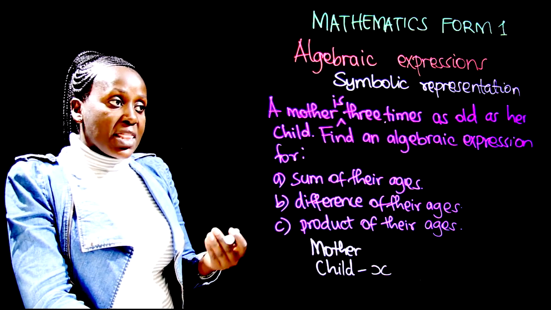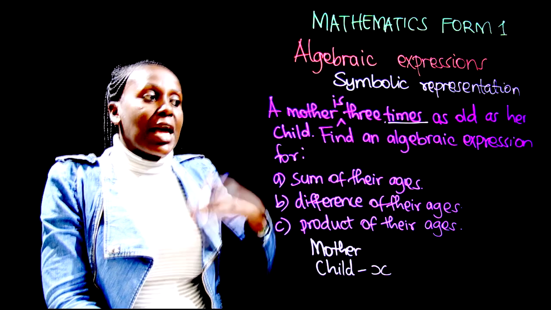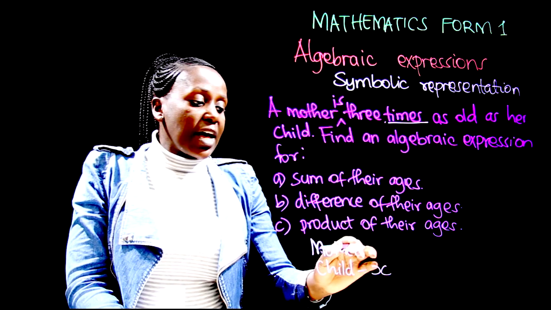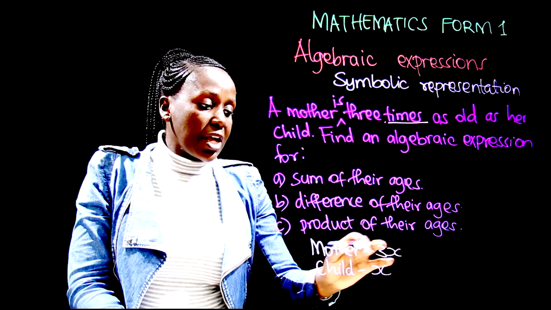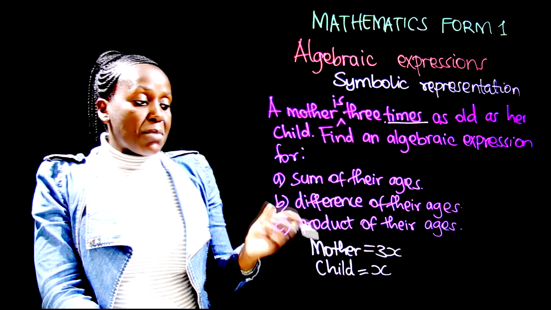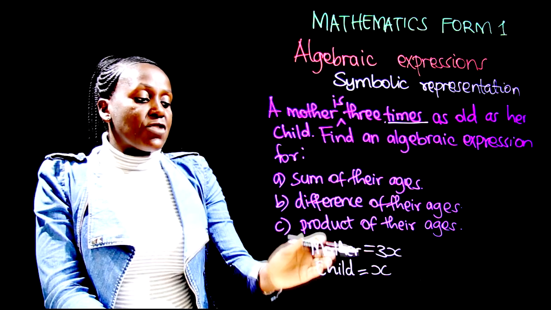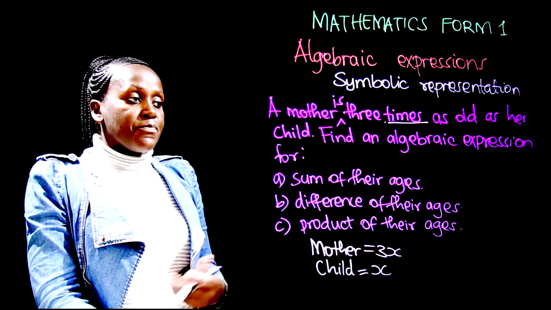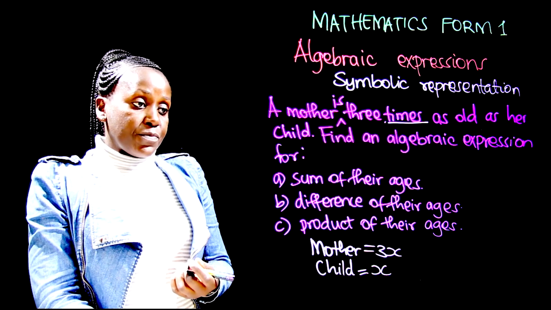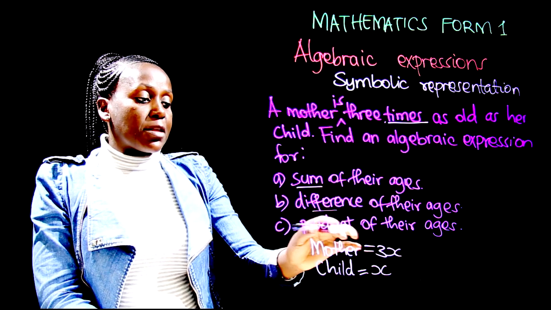The age of the mother is 3 times as old as the child. So 3 times x, which is equal to 3x. So the symbolic representation for the age of the mother is 3x, and the symbolic representation for the age of the child is x. Now we are required to form an algebraic expression for the sum of their ages, then the difference, then the product.